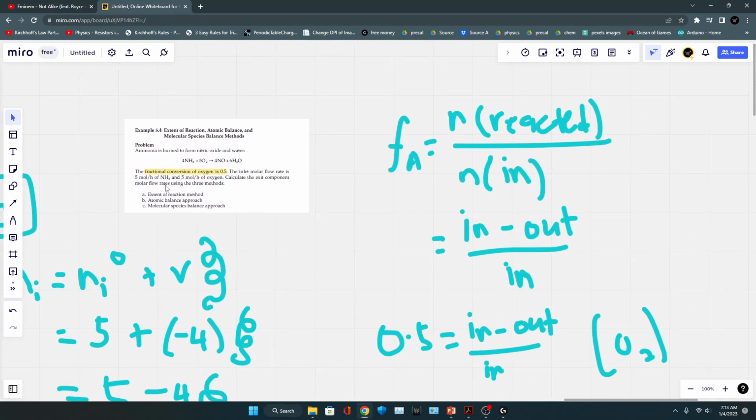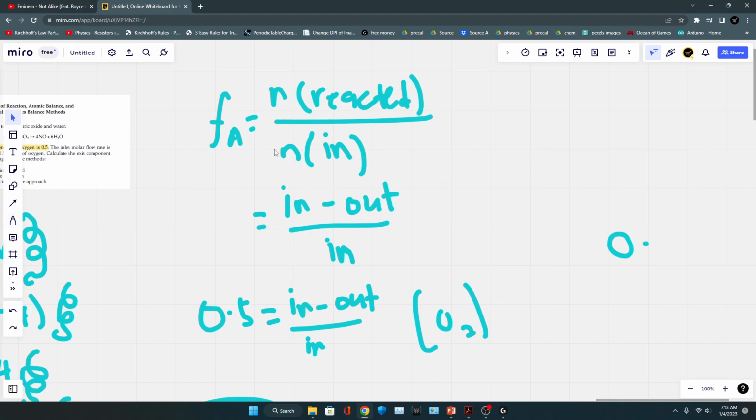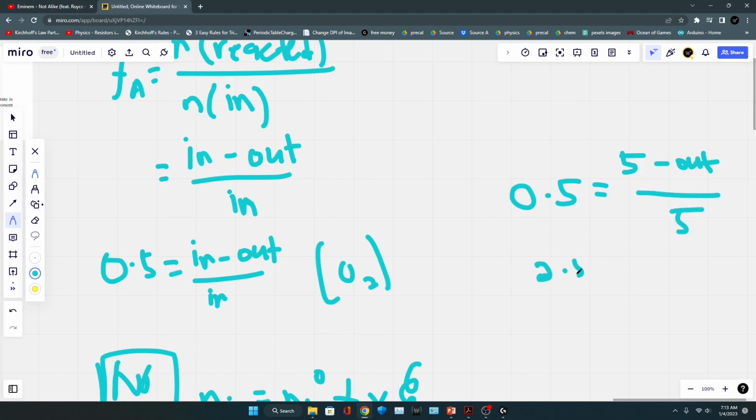And then let's take a look at oxygen. It has been known that the inlet molar flow rate is 5 moles per hour for ammonia and 5 moles per hour for oxygen, which means that initially the molar flow rate of oxygen in the inlet stream is 5 moles per hour. So we already know the amount of oxygen that's coming in is 5. So by using this particular fractional conversion formula, 0.5 is equivalent to in, which is 5 moles per hour, minus out, which we don't know, divided by 5.